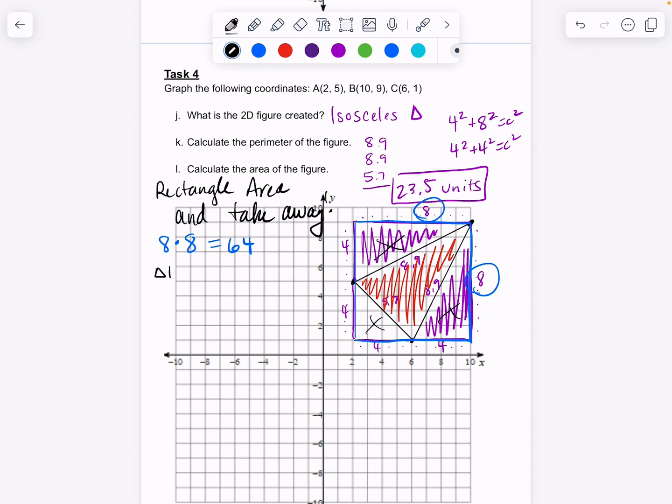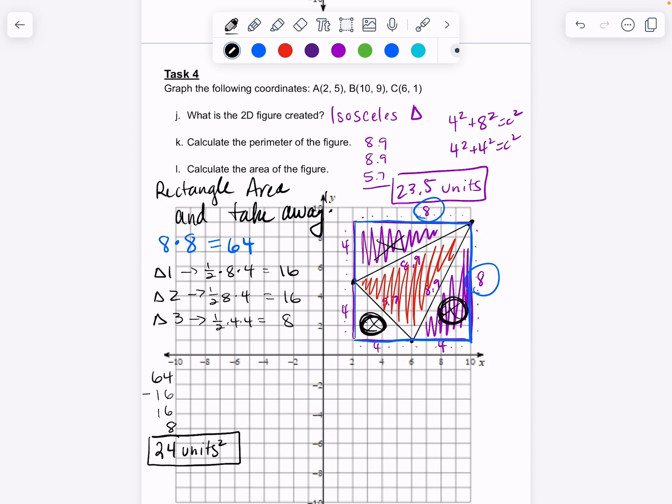To do that, we're just going to find the area of each one and subtract it. So triangle 1 has an area of 1/2 times 8 times 4, which is 16. Triangle 2, remember this one down here, it's the exact same triangle, 1/2 times 8 times 4, which is 16. And then triangle 3 here at the bottom is 1/2 times 4 times 4, which is 8. So the math we're going to do here is 64 minus 16 minus 16 minus 8. And whatever remains is our area of that red triangle, which in this case is 24 units squared.